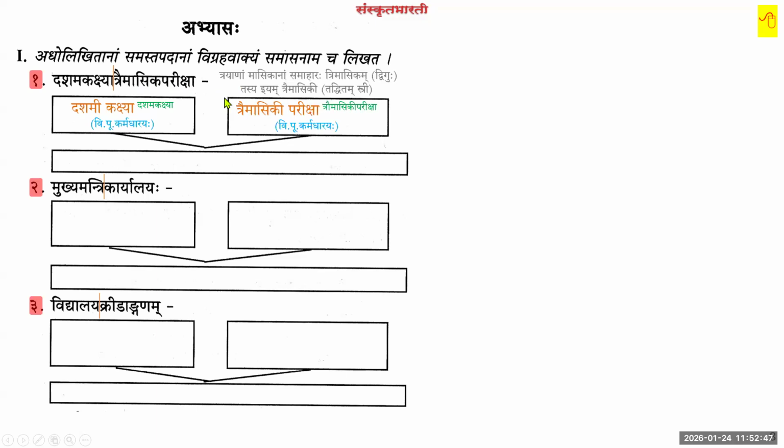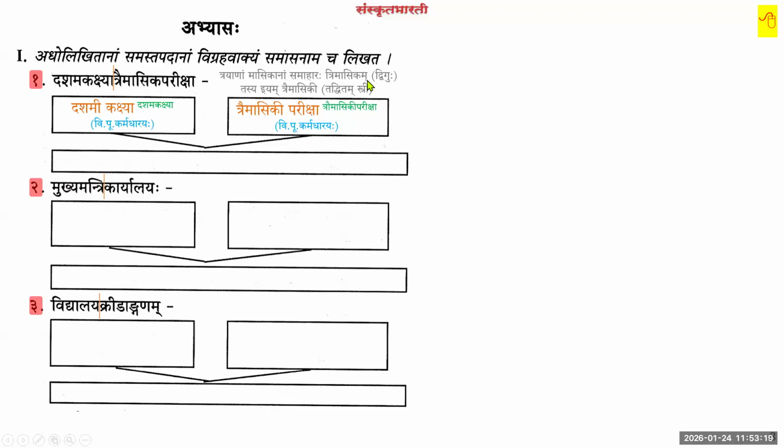Okay. So Traimasiki. This is where we have to apply pratyayas. There also there is a struggle here. So remember this at least. Traimasiki pariksha. Okay. Visheshana Purvapada. But Traimasiki has a samasa, like Bhagini was pointing out, and it is Trayanam Masikanam Samaharaha Trimasikam. Is that so? Okay, Dvigu. And there is a Taddhita applied to that. Tasya iyam Traimasiki. Taddhita in the feminine.